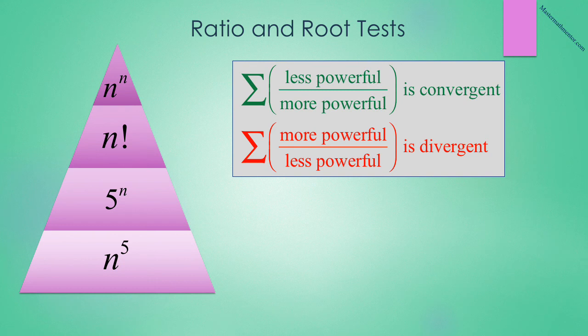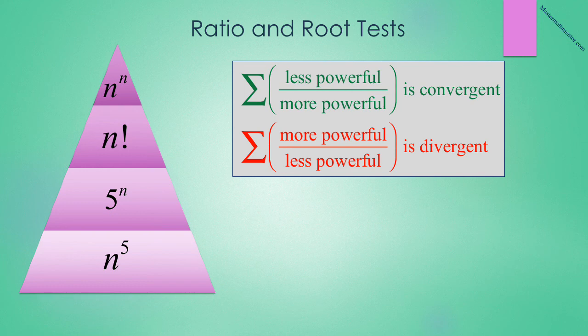In general, the summation of an expression which is less powerful on top and more powerful on the bottom is convergent, while an expression which is more powerful on top and less powerful on the bottom is divergent. This is a good rule of thumb. It's not a proof, and you cannot utilize it in the AP exam. You will have to show your tests, but you will know whether your answer is right by following this rule.